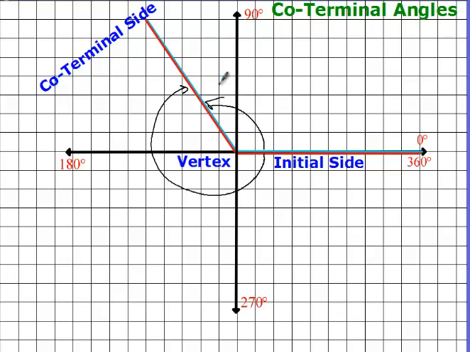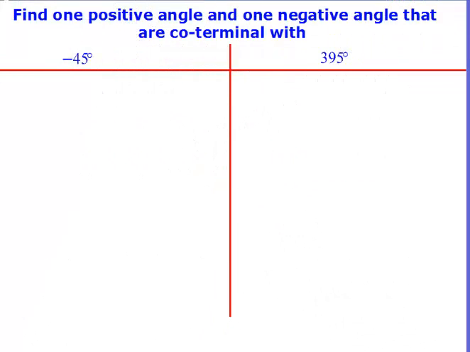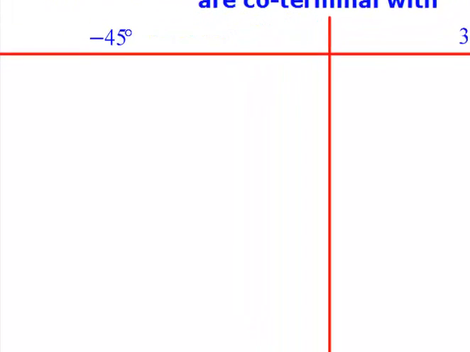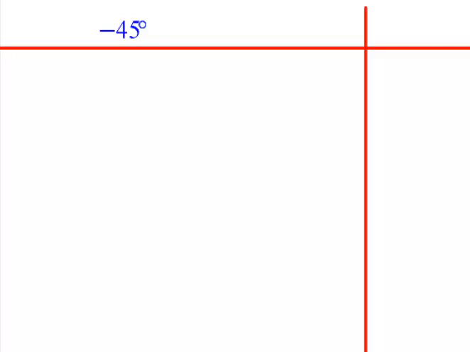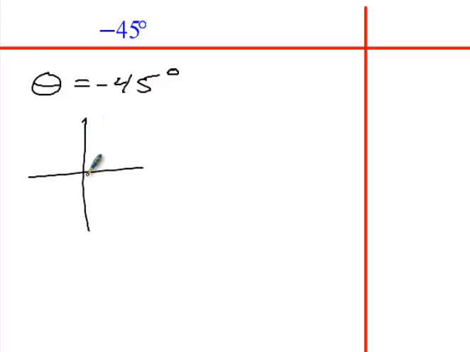So what we're going to look at is: find a positive and a negative angle that are coterminal with the angle given. So the first one here, that's kind of small. If I said that theta is equal to negative 45 degrees, is that positive or negative? Negative. So if I drew it out real quick, it would be like that, right? This is negative 45.